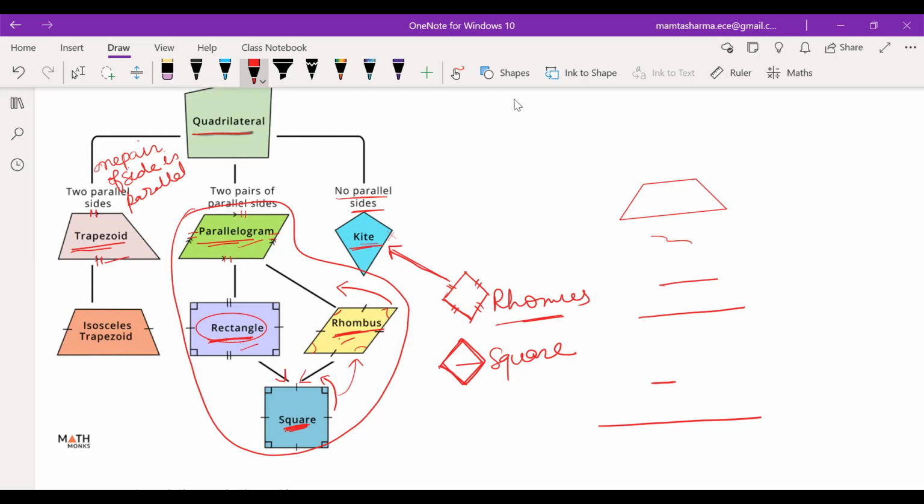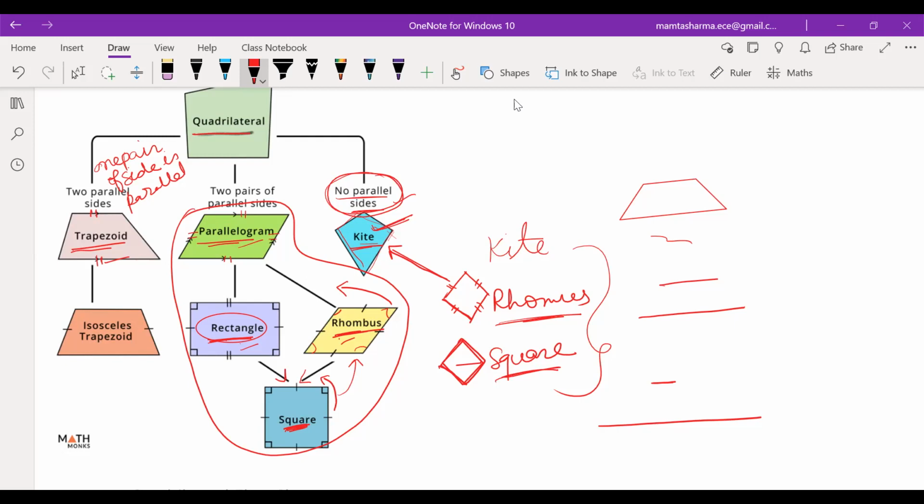Now see, kite is not a trapezium because a kite doesn't have any parallel side. Kite is not a trapezium. In a special case, when the kite is in the form of a rhombus or a square, then these kites will be a trapezium. This shape will not be a trapezium because here there are no parallel sides, and for a trapezium we need at least one pair of parallel sides.